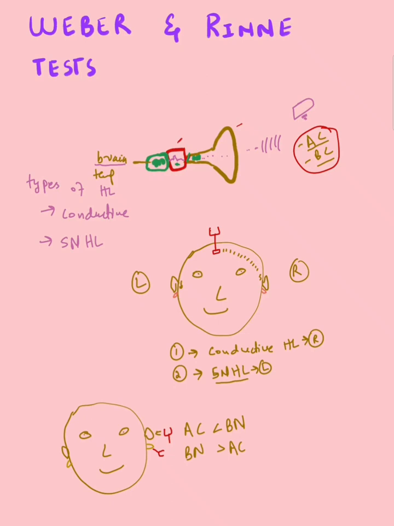But let's say we do the Rinne test and it shows air conduction in this ear greater than bone conduction. That would mean that this ear is normal. We can only say that this ear is normal if in the Weber test it is lateralized to the right ear, and the opposite ear then has sensorineural hearing loss.